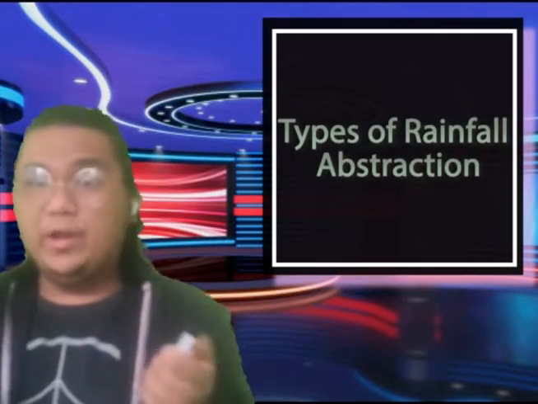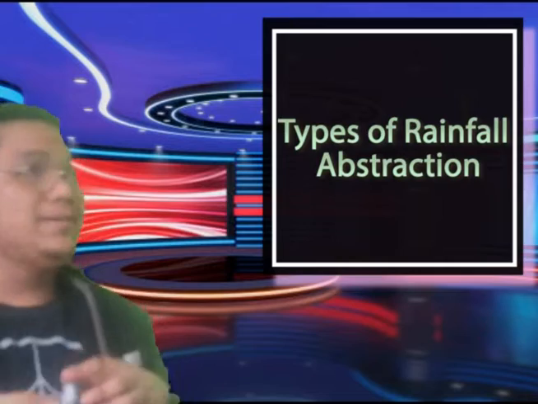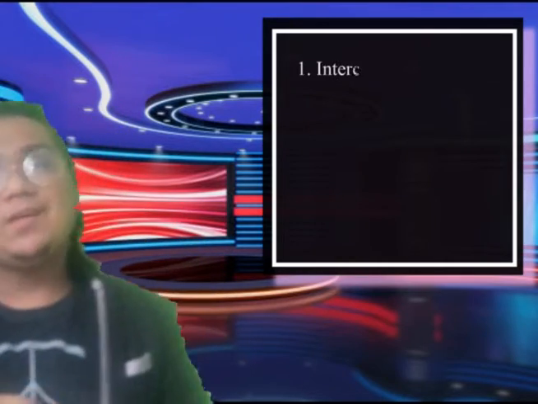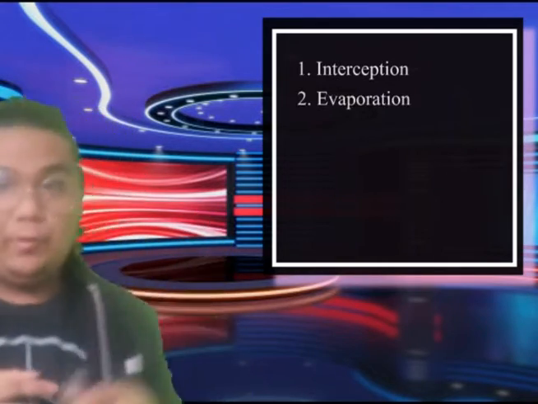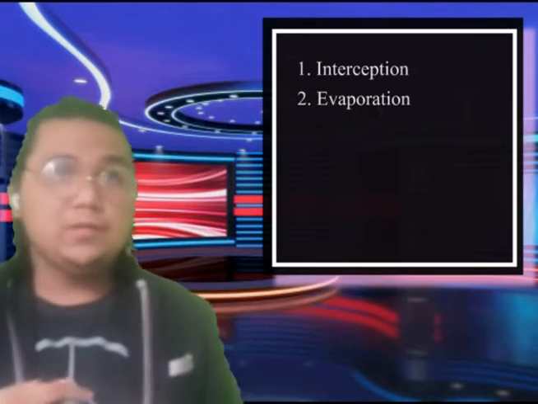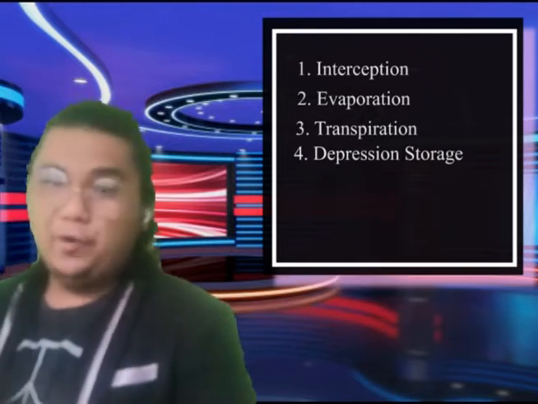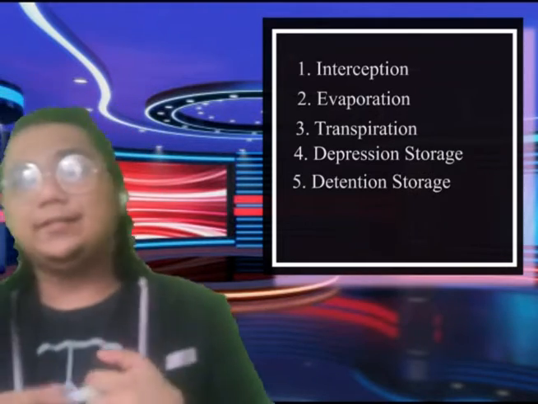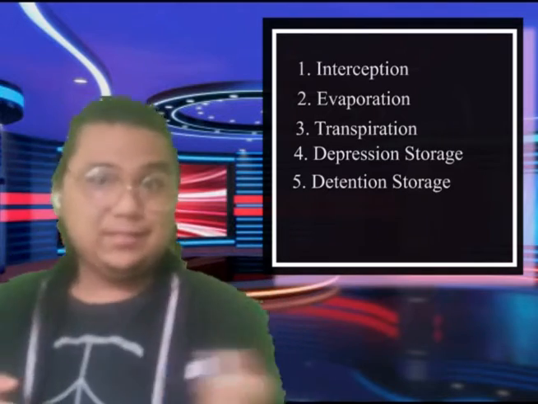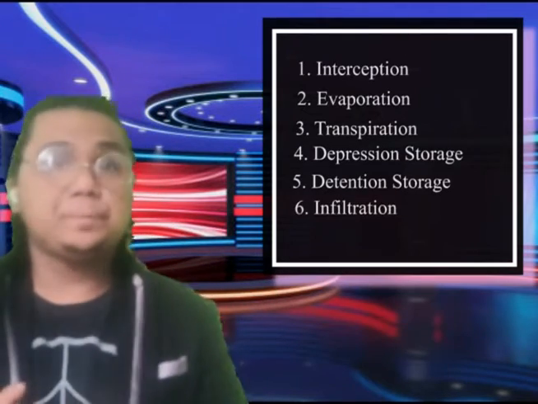And as I researched about it, there are six processes or types of rainfall abstractions. First is the interception. Next is the evaporation. Next, third one is the transpiration. The fourth one, the depression storage. Next is the detention storage. And lastly, the infiltration.